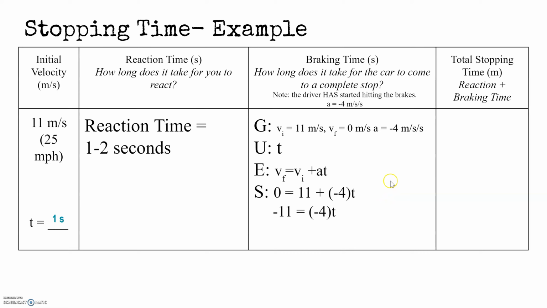And if you divide both sides by -4, you get that the time is about 2.75 seconds. And now we can take our reaction time plus our braking time to find our total stopping time. So total time is equal to 1 second, our reaction time, plus our braking time, 2.75. So our total time before we come to a complete stop is 3.75 seconds. As you can see, this is even larger than your 3-second following rule.